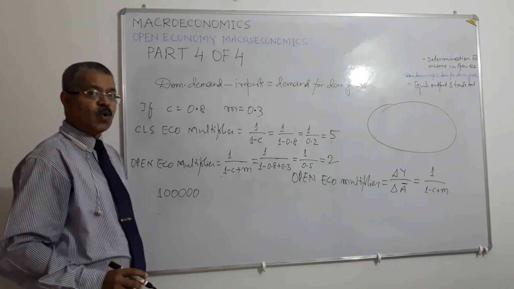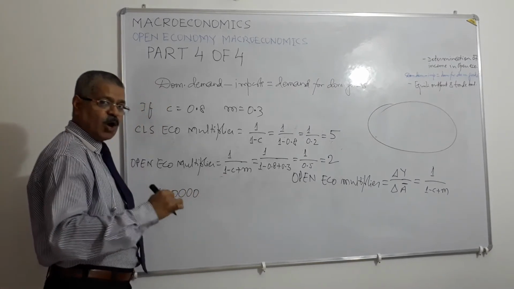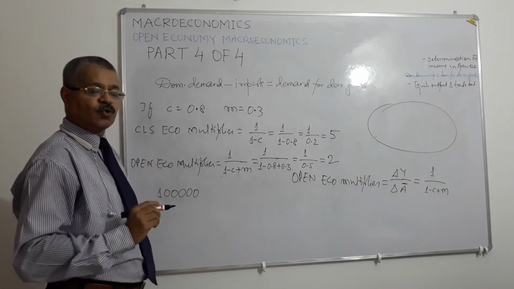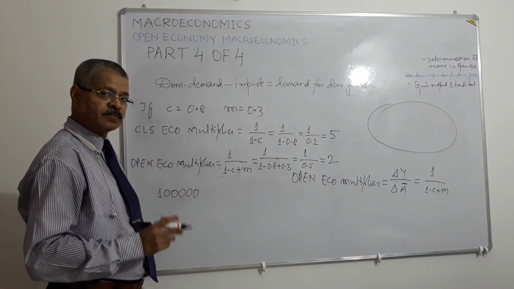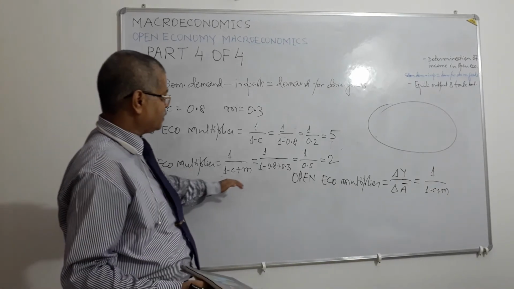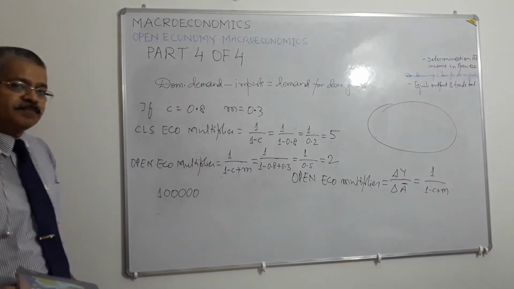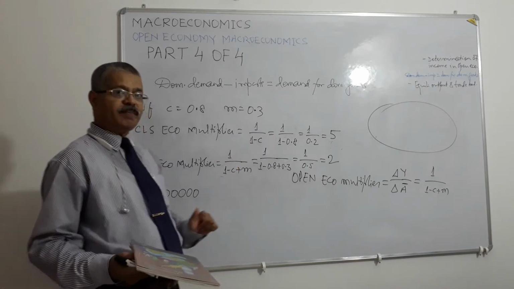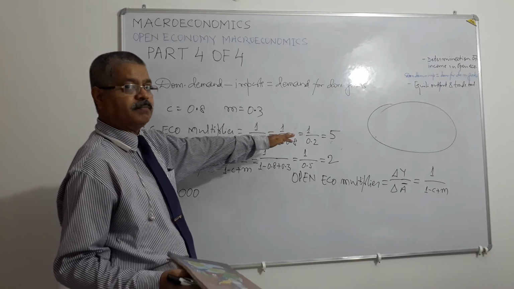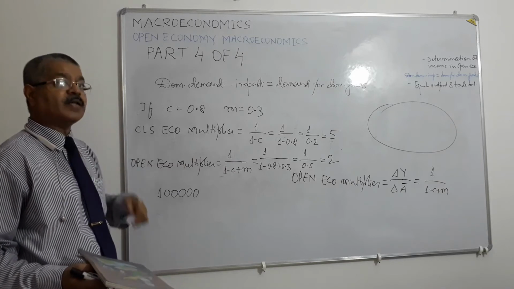70,000 crore rupees will go outside and domestic output, domestic income will increase only by 30,000 crore rupees, right? So, open economy multiplier is always lower than the closed economy multiplier, right? Had imports not been there, this multiplier would have been 5 because there are no imports. But since imports are there, the multiplier has become lower than 5, at 2.